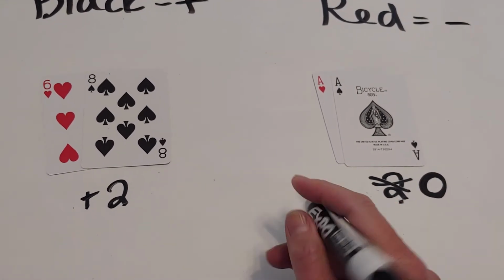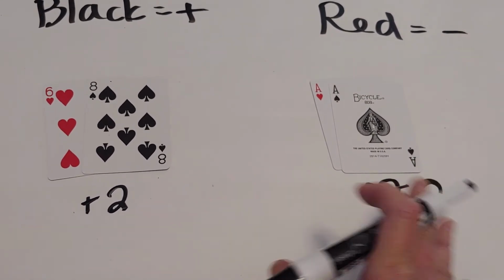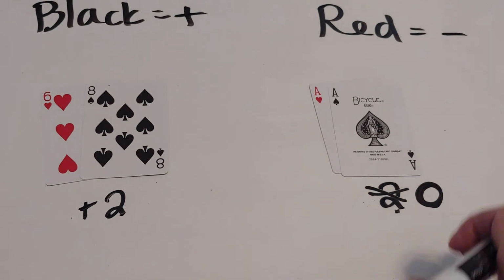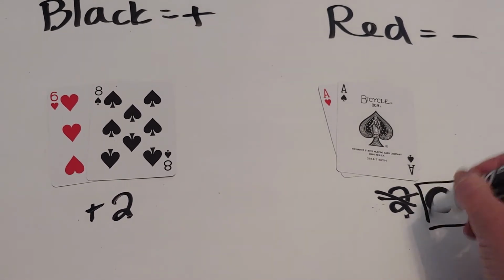Then you could upgrade it and have them do 3 cards, so they always have to have 3 cards, or they always have to have 4 cards. Again, it's that practice of adding and subtracting and seeing when you get closest to 0.